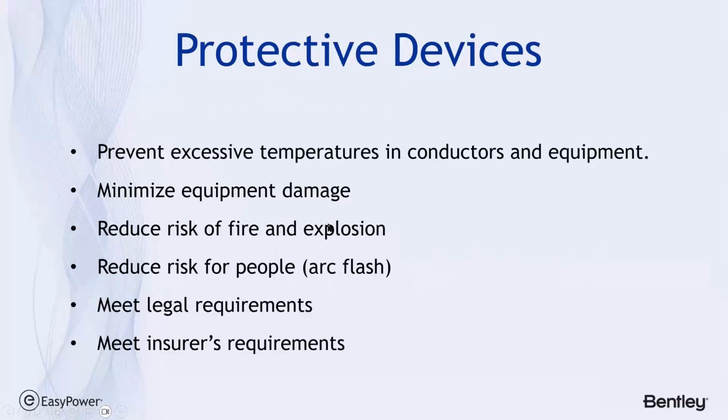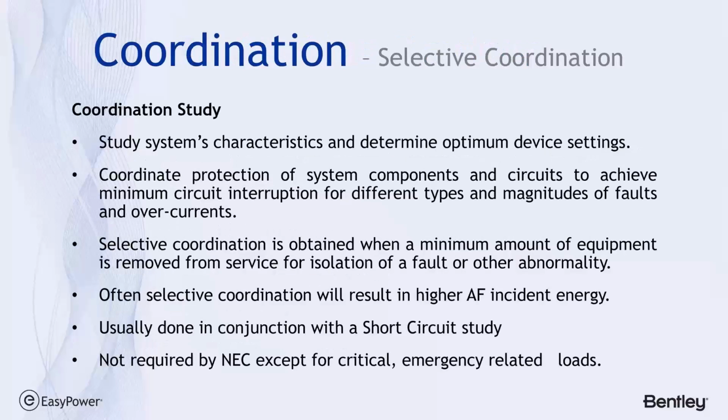So protective devices are in the circuit to prevent excessive temperatures in both conductors and equipment. They have the potential of minimizing the equipment damage, reducing the risk of fire and explosion, and potentially even reducing the risk of arc flash or other hazards. Frequently, they're required to meet legal requirements and insurance requirements.